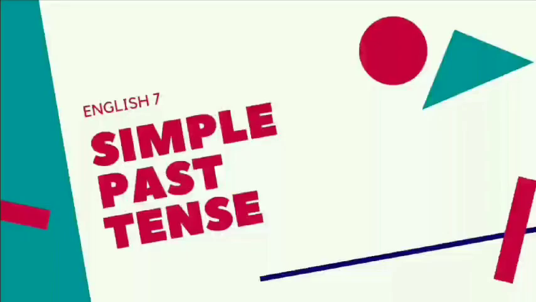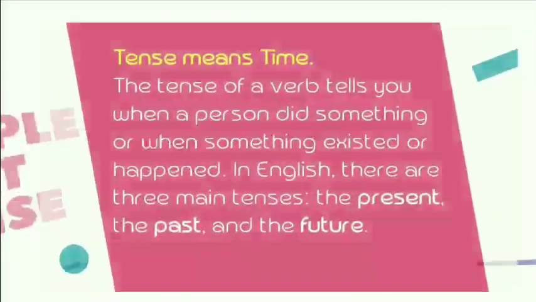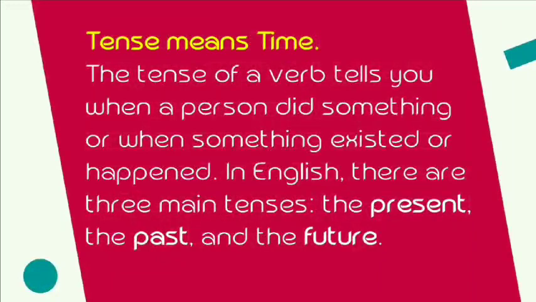Today, we're going to talk about simple past tense. Be reminded that tense means time. Again, tense means time. The tense of a verb tells you when a person did something or when something existed or happened. In English, there are three main tenses: the present, the past, and the future.